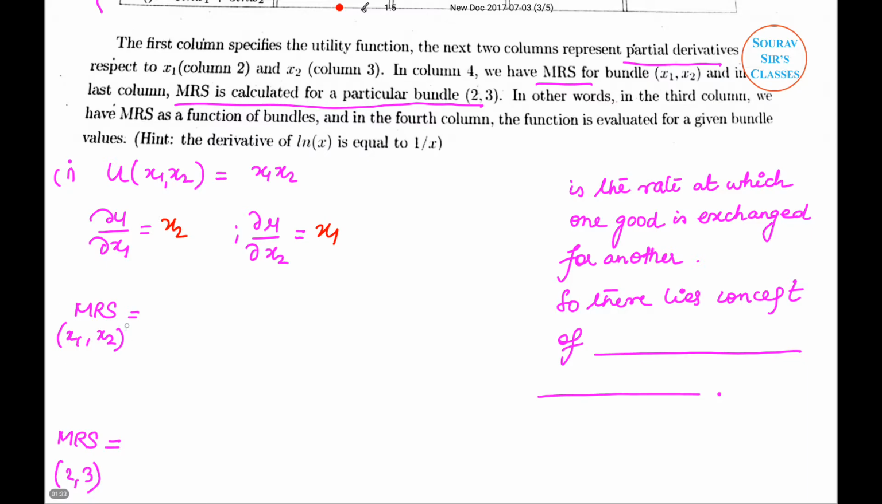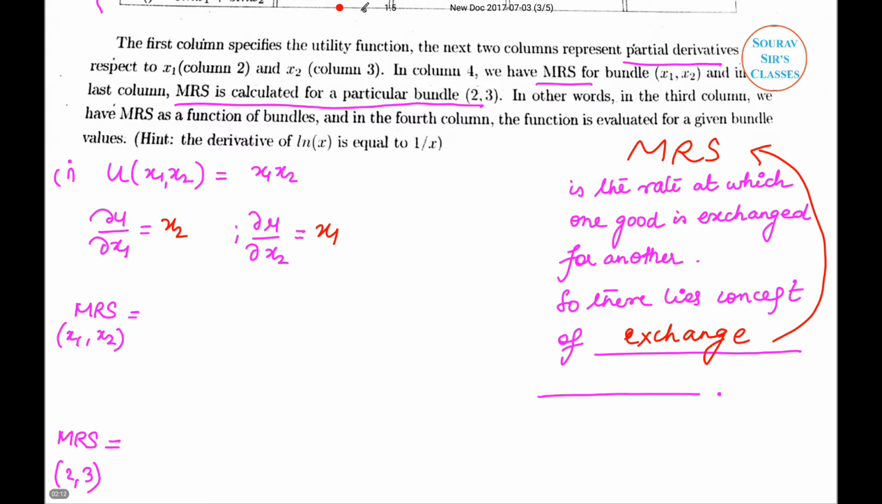Now before going into this, first let us see what this is. So marginal rate of substitution is the rate at which one good is exchanged for another. So you are just exchanging the goods, and the rate is the marginal rate of substitution. So there lies the concept of exchange, or a kind of, you can say, trading. So don't get into all those tough words. We will stick to exchange, and that exchange rate is nothing but the marginal rate of substitution.